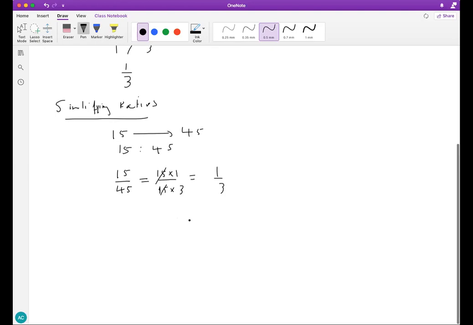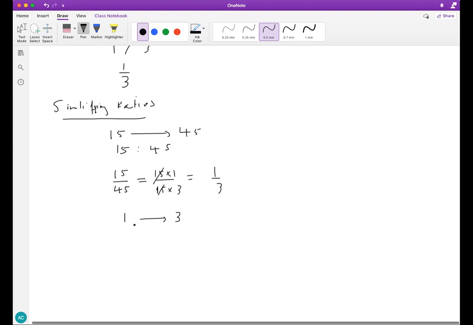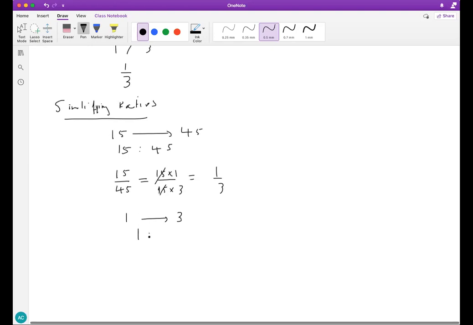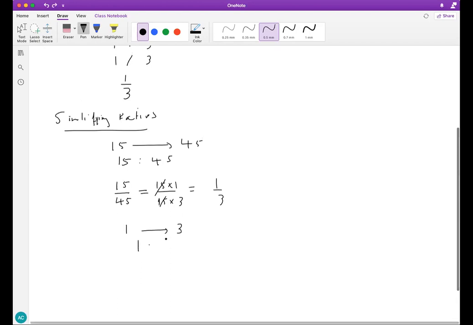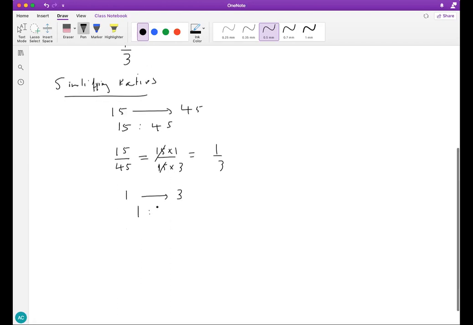So that makes more sense now. It's 1 to 3. It's the same ratio, by the way, just different numbers. Just like with fractions, we always try to simplify them as much as possible. Same thing with the ratios. So this makes more sense. It's easier to say 1 for $3.